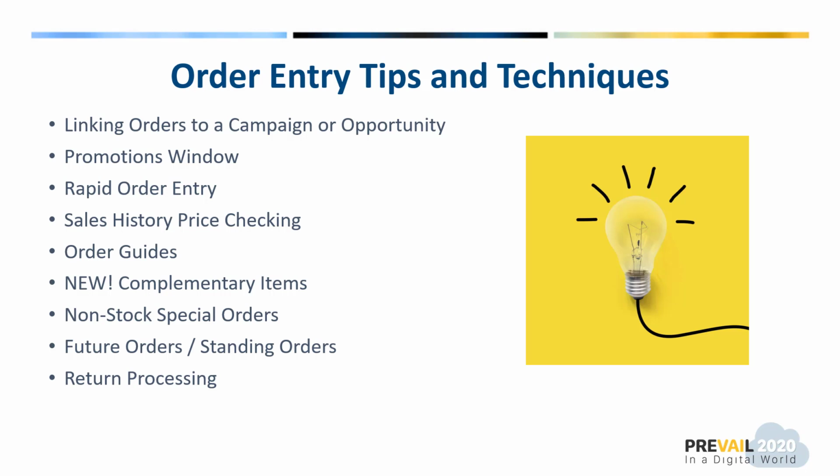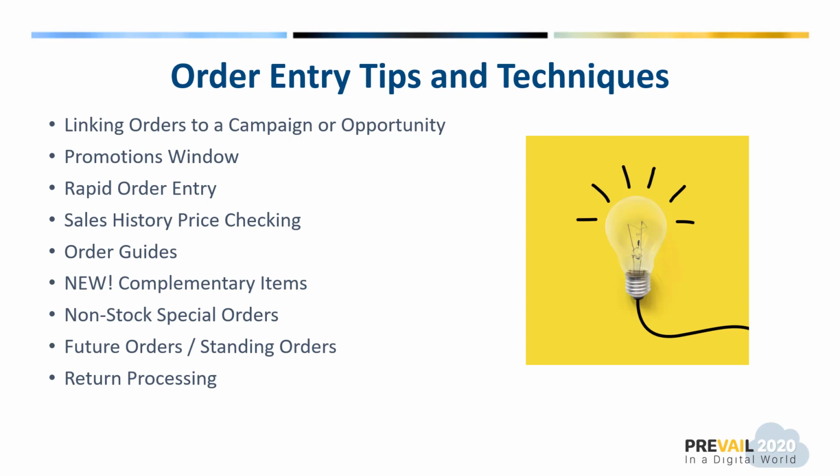Okay, so I'm just going to take you through a few of these options to give you a feel for some of the things you can do with order entry that you may not know about. We're going to go through a list of them here: linking orders to a campaign and opportunity, the promotions window and how to set up promotions, how to use rapid order entry, sales history, price checking, and order guides. There are some really cool things you can do with order guides.